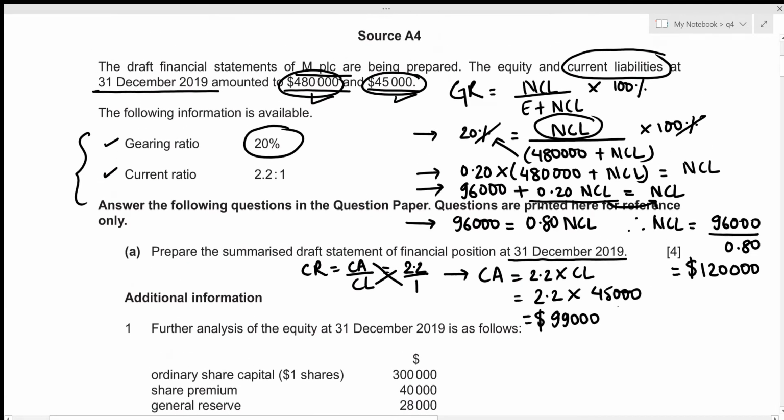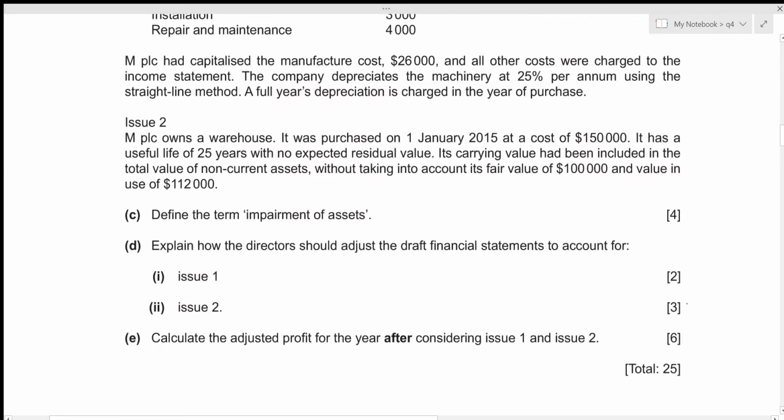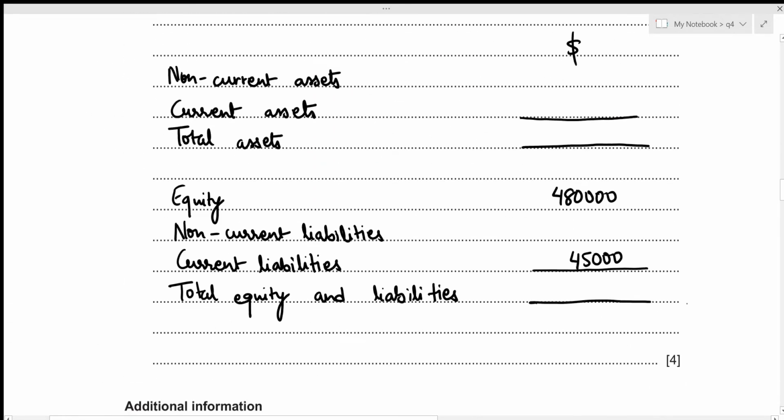All right, let's have a look above again. We then figured out our non-current liabilities to have the value of 120,000. So let's substitute this as well. Okay, so that's 120,000 for our non-current liabilities. Now we can easily figure out the value for the total equity and liabilities by just adding these three values. So that's going to be 480,000 plus 120,000 plus 45,000, which results in the value of 645,000.